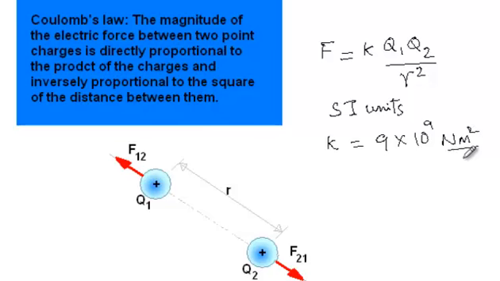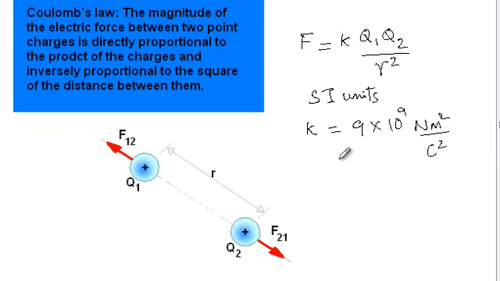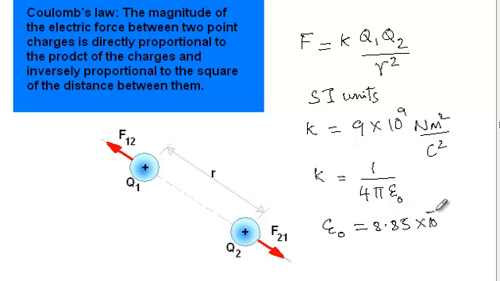See, K is a constant which is equal to 1 by 4 pi epsilon naught, where epsilon naught is the permittivity of free space, and the approximate value of epsilon naught is 8.85 × 10^-12 coulomb squared over newton meter squared, because this would be the reciprocal. So this will be coulomb squared over newton meter squared.